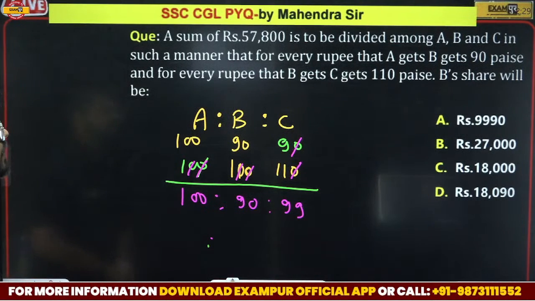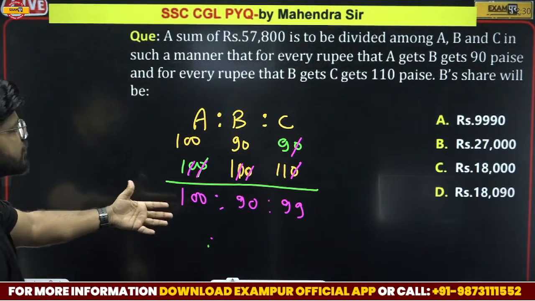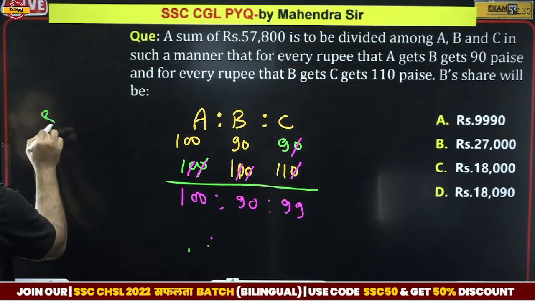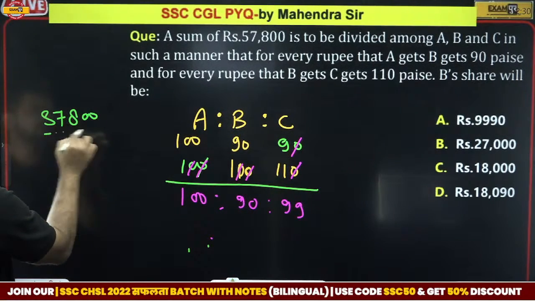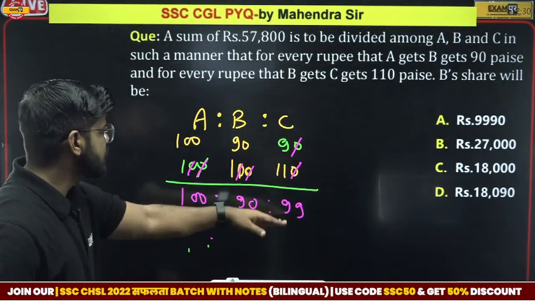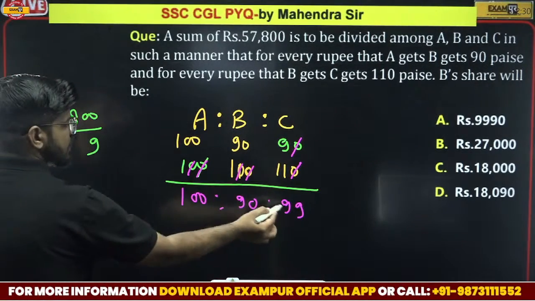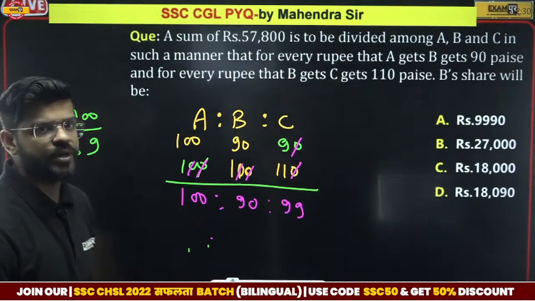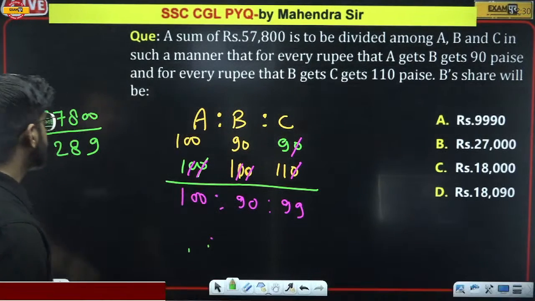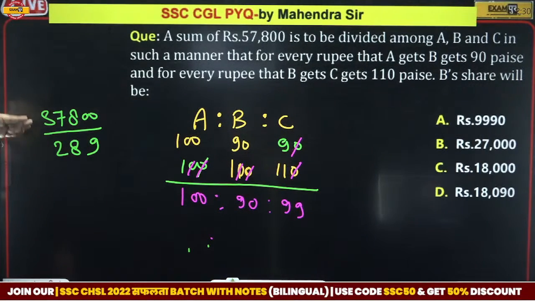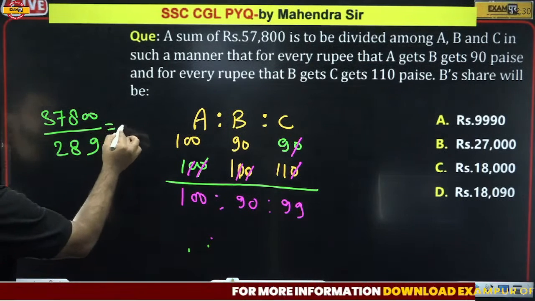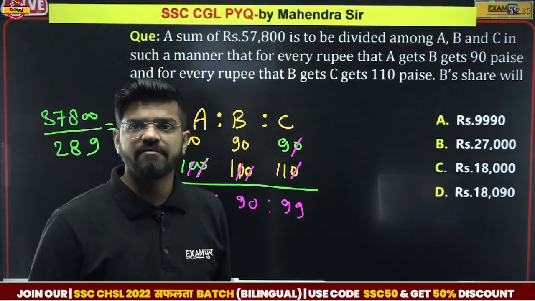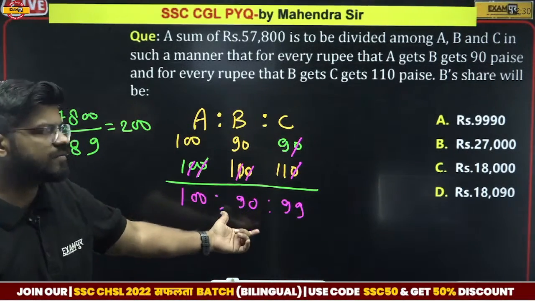But the question is saying this sum is divided in this ratio. Now we have to find the multiplying factor. So what is the multiplying factor? 57800 divided by this thing. What is this? 9 and 9 is 18, 289. So we are getting 289 divided by 289. You can see directly, it is double of this. So this will give you 200, this will give you 200. That means 200 is my multiplying factor. Now multiply 200 to any of this and you will get the answer.